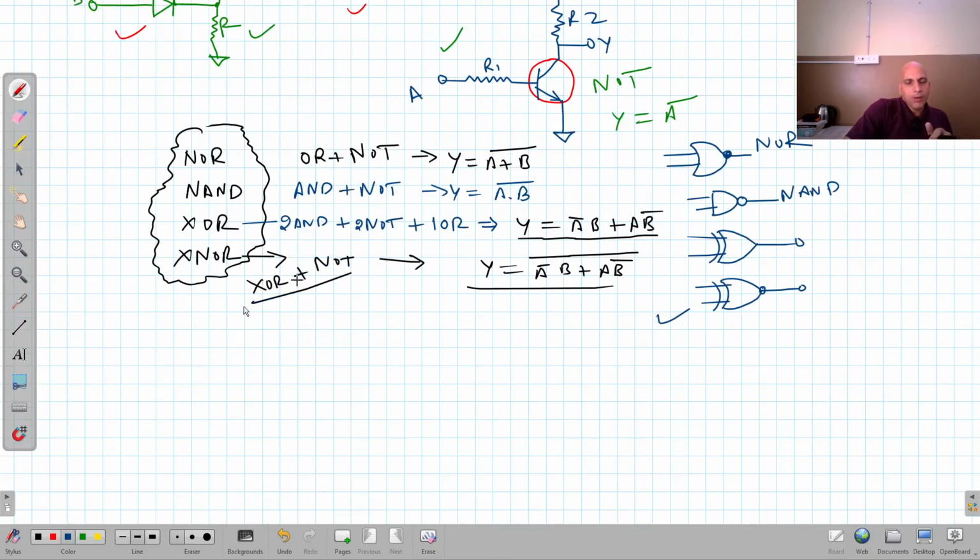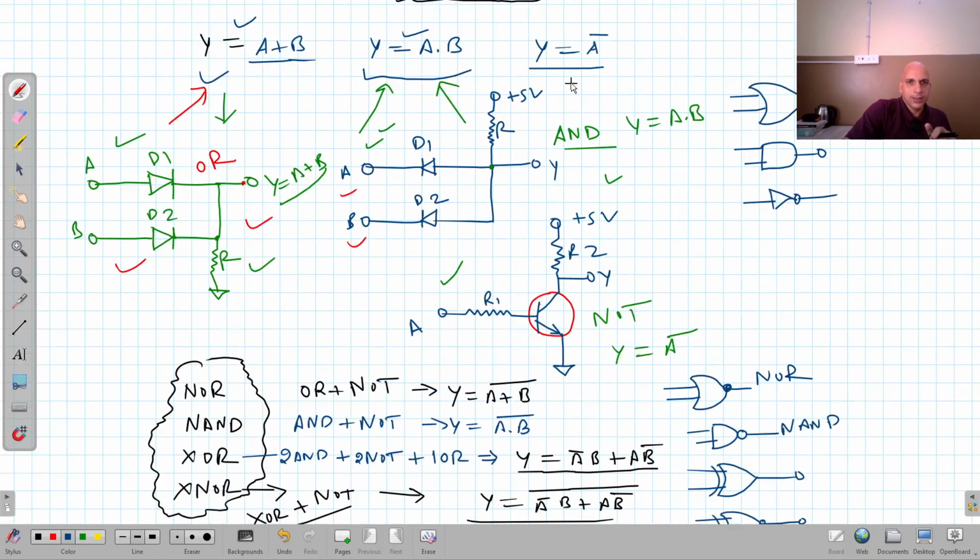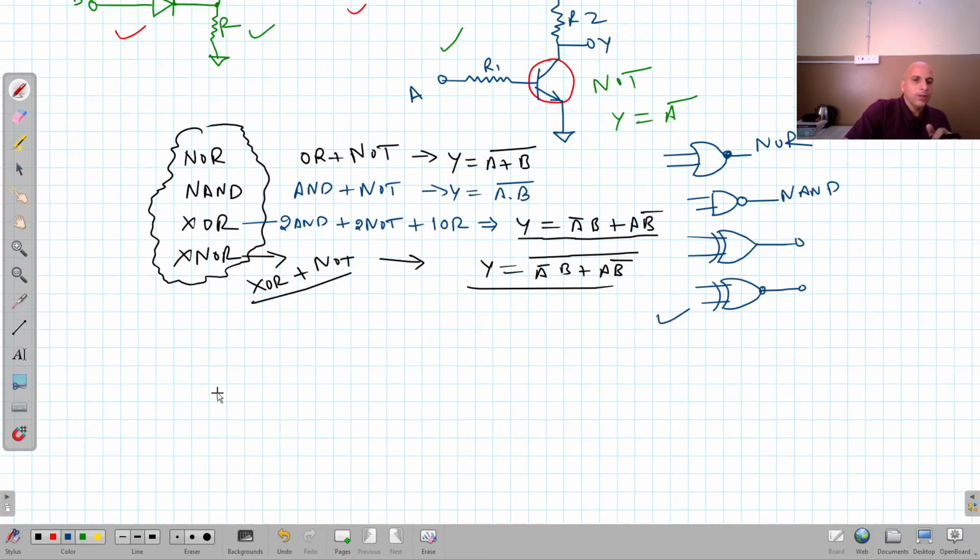Now, out of all these gates that I discussed here, 3 basic gates and then these gates, which of these are known as universal gates? I mean, any gate can be constructed by using that gate. So universal gates are the NAND gate and the NOR gate. These 2 gates are known as universal gates.